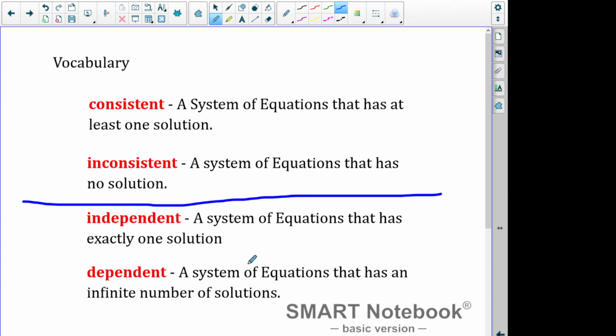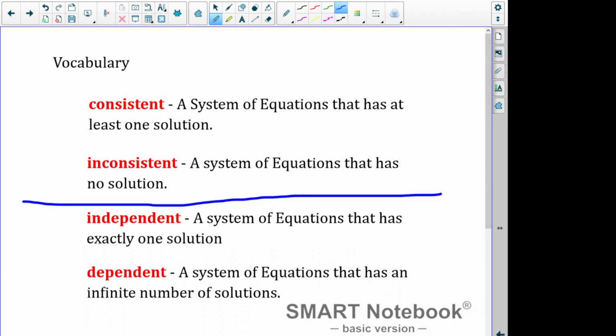Okay, so we'll use these terms to talk about systems. You'll hear these terms, right? You'll say, oh, this is a system of equations that's inconsistent. Well, that tells me that they're parallel lines. If I say I have a system of equations that's consistent and independent, I know that there's only one solution to that, and they only cross in one place.